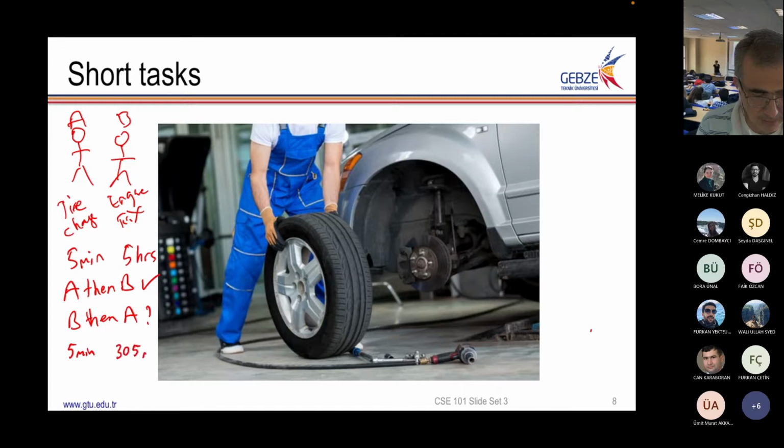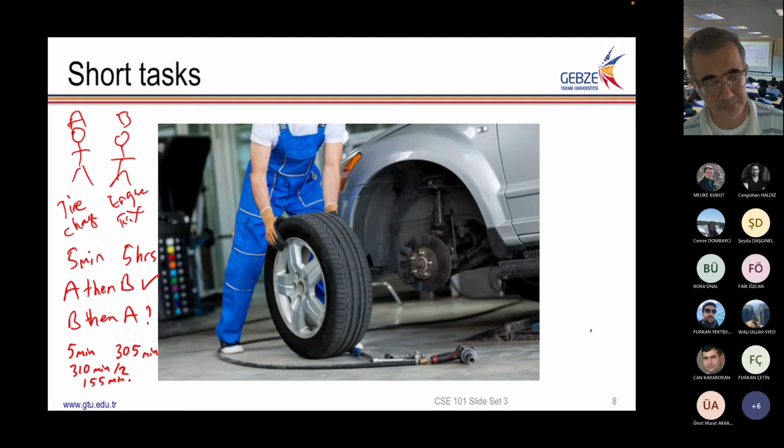305 minutes. At the end, they have 310 minutes total waiting and 2 customers. So the average waiting will be 155 minutes on the average. However, also the customer satisfaction is good because the tire will be fixed very, very early.